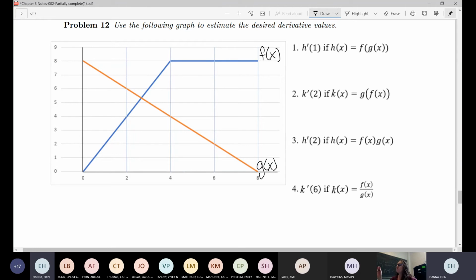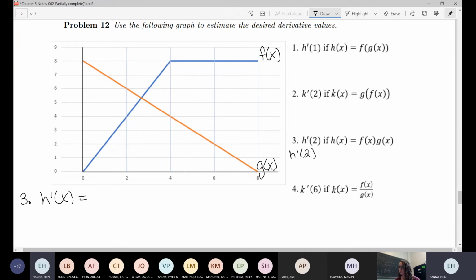So say I want to do a similar idea to what we just did, where I want to find h prime of 2 if my h of x is essentially a product of f and g. Because I have so little space on this one, I'll write the generic derivative for number 3 down here, just because this is the one I'm working on first.